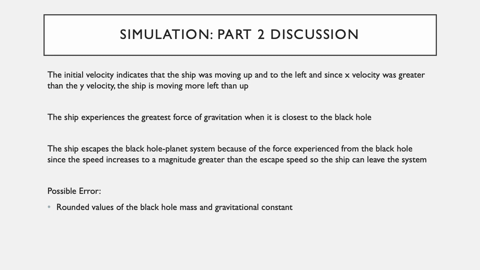I'm just going to do a little recap of the part two simulation. The initial velocity is moving up and to the left, and it's actually moving more left than up since the x velocity is greater. The ship experienced the greatest force of gravitation when it is closest to the black hole. And then the ship escapes the black hole system because it picks up speed as it moves toward the black hole, and then it rounds it and has enough speed to escape.